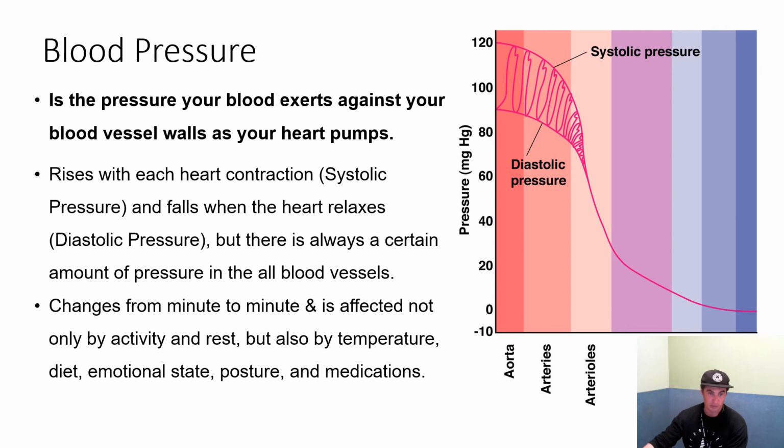Blood pressure changes from minute to minute. It's not affected only by activity and rest, but also by temperature, your diet, your emotional state, posture, medication. So an isolated blood pressure test is only going to tell you what your blood pressure is right now. You'd have to ask a whole lot of questions around what they've done previous to give you a clear idea of what chronic blood pressure looks like. You'd also want to measure blood pressure on a regular basis if you're worried that somebody had chronic high blood pressure.